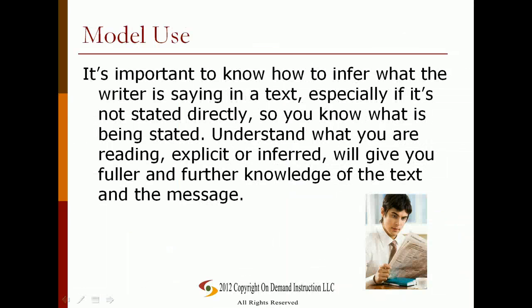It is important to know how to infer what the writer is saying in a text, especially if it's not stated directly, so you know what is being stated. Understanding what you are reading, explicit or inferred, will give you further and fuller knowledge of the text and the message. This knowledge will help you to build mastery in identifying inferences in literature. Inferential thinking is a core reading comprehension skill. The more you can infer, the more you will understand about what you are reading, or if you are to believe it at all. Knowing how to find implicit messages and distinguish them from explicit messages will help you think on your own while you read. The gains you get from literature are based on your own life experiences, and because of that, there is no right or wrong answer on what a piece of text or literature means to you.